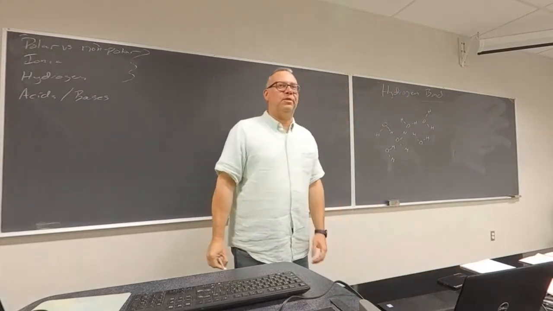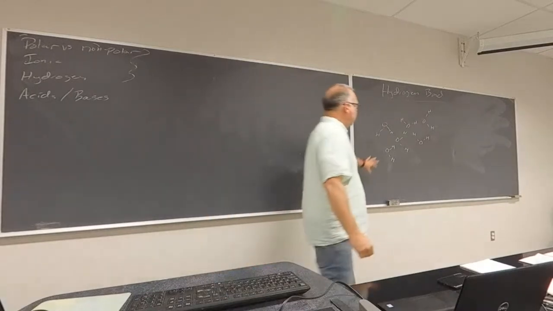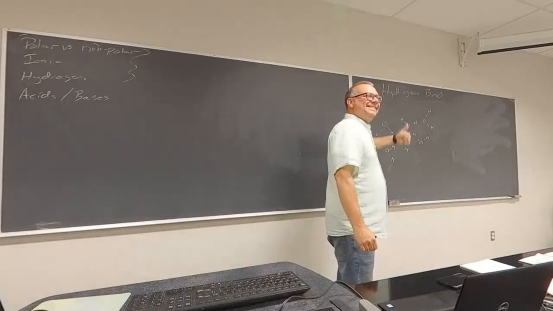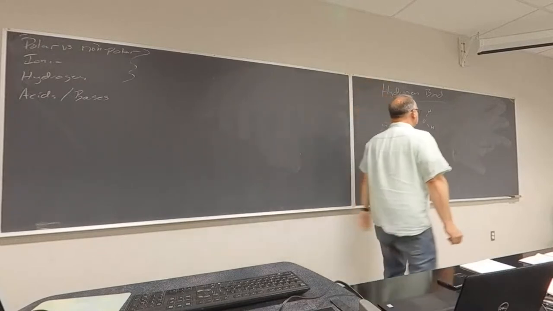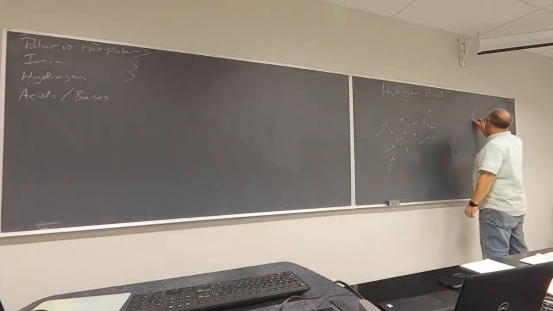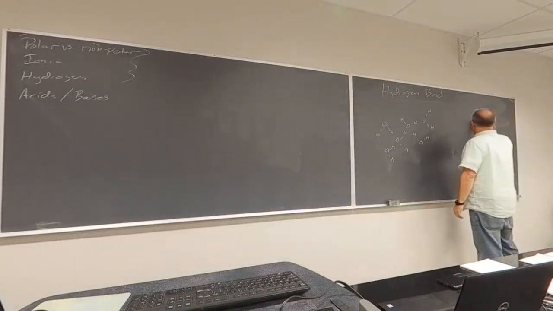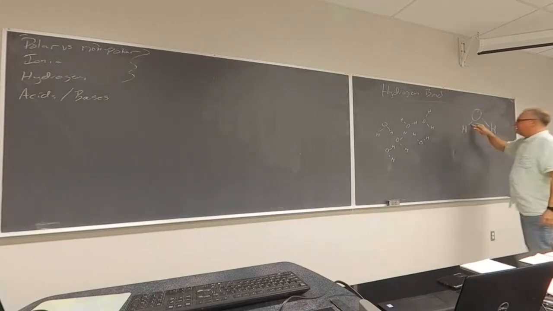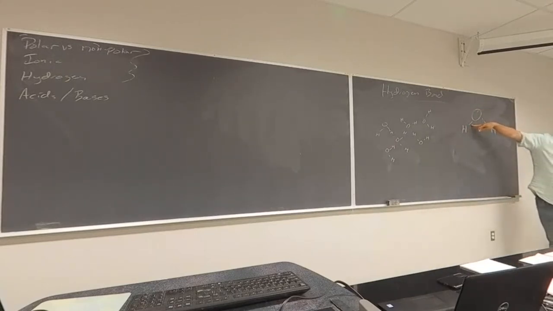Here's a bunch of water. You with me? Bunch of light water molecules, cool. If we draw our water molecule a little bit larger, what kind of bond is this? Polar covalent. Why?